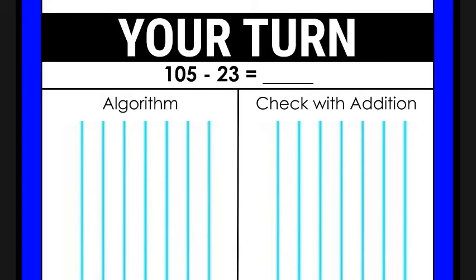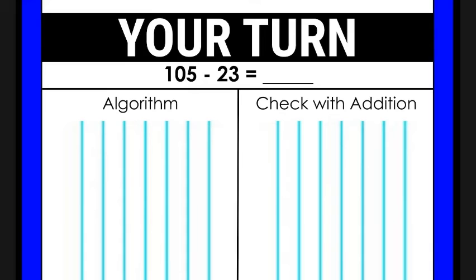So these next couple, I want you to solve with me. So go ahead and set up your algorithm to do the subtraction for this problem, and go ahead and solve this subtraction problem, and then come back and I'll work through the check with addition with you.